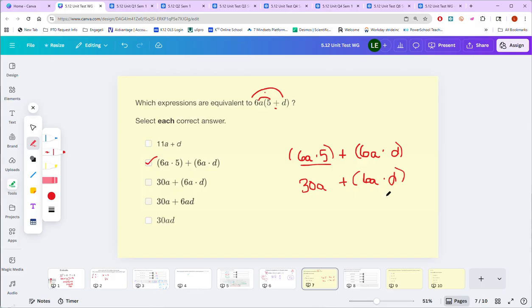The next thing would be to multiply what's here. So 6a times d. Well, we don't know what d is, so we simply just have to write 6ad. And then again, this means 6 times a times d. And then we still would have the 30a. So this one and this one would all be ways that we could rewrite that expression.